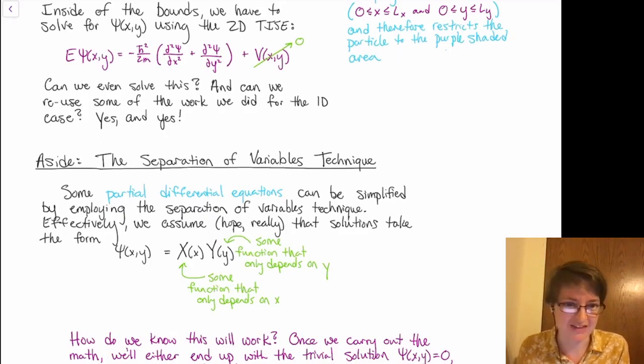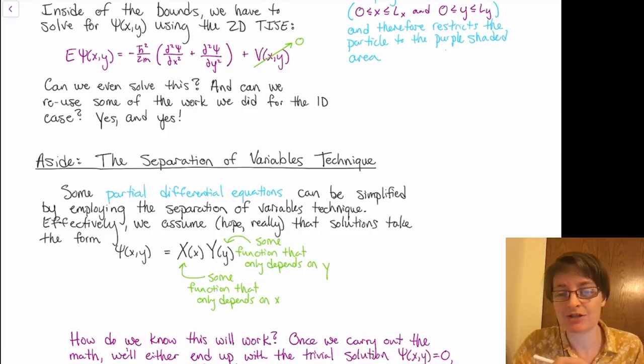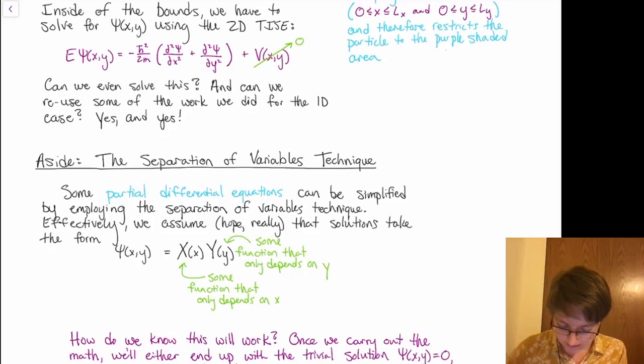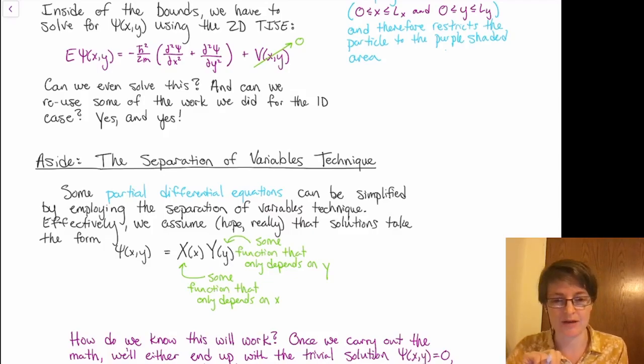We don't multiply them or divide them or do anything funky like that. We just add them up. That means we can assume, or really at this point it may just be a hope, that our solutions to the wave function are going to take a special form, which is that the solutions will be a product of two functions that we can solve for.